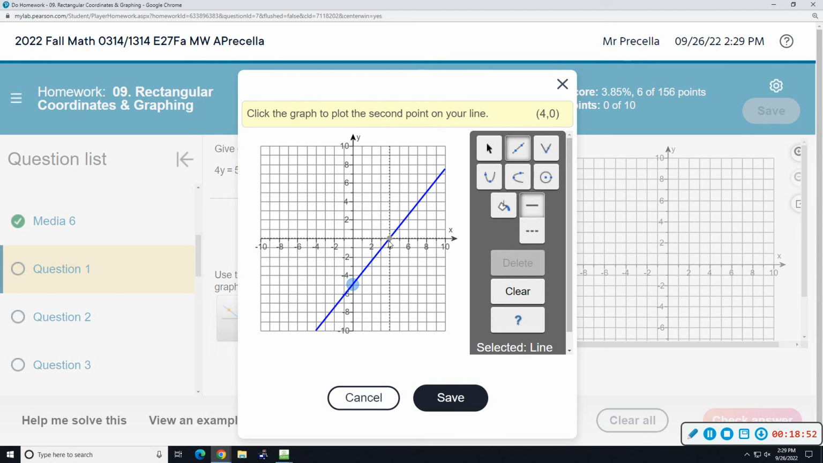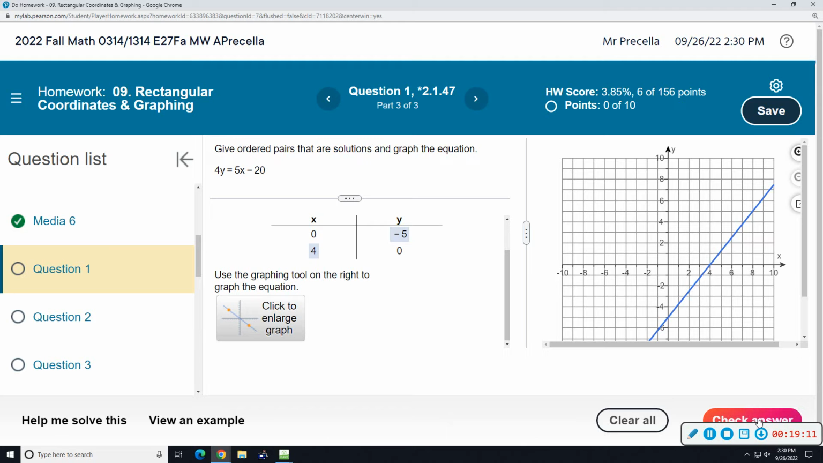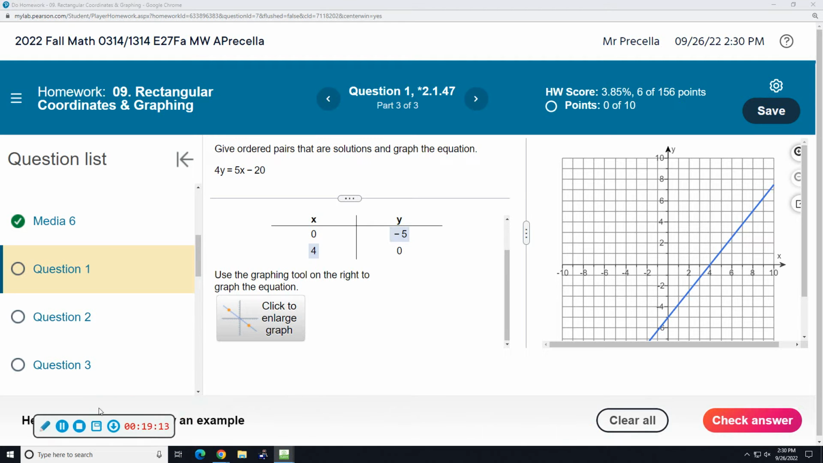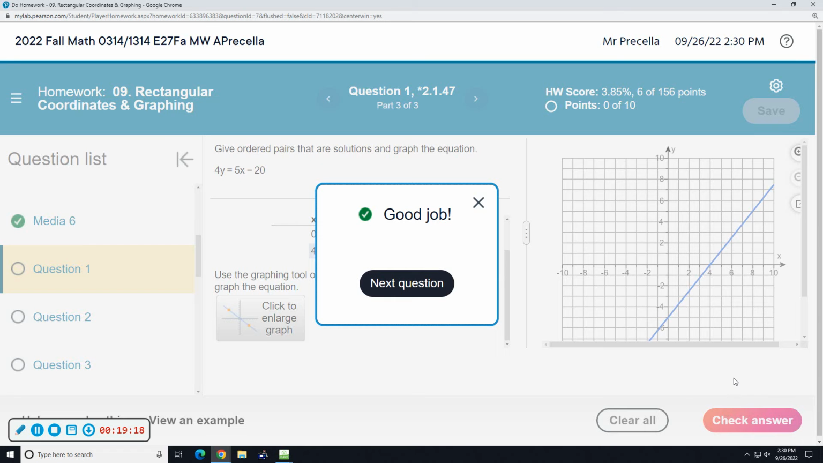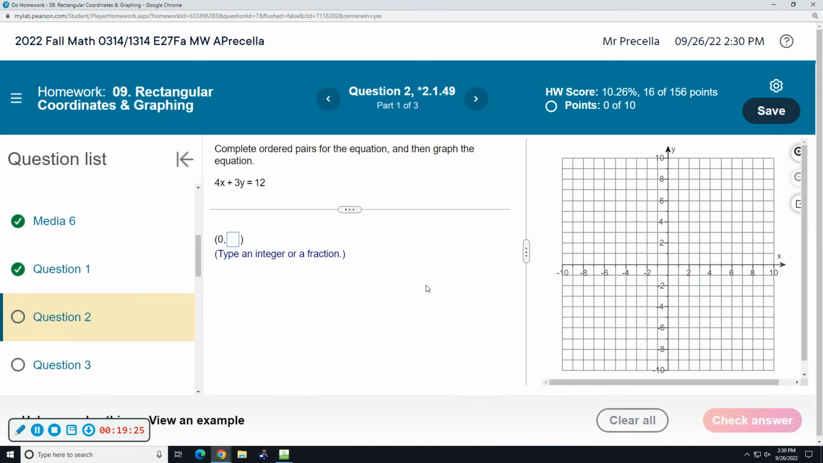So we come back over here, 4, 0. Is that 4, 0? Yes, you see where it says 4, 0 in that yellow box. I click that. Then I have to transfer this graph back to the original grid. So you click Save, and hold on. Then say Check Answer. Any questions there? Okay, let's do another one.